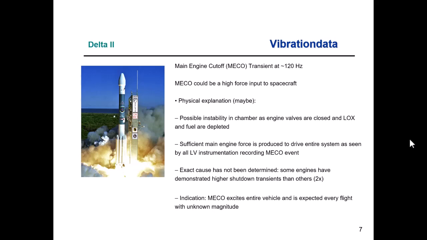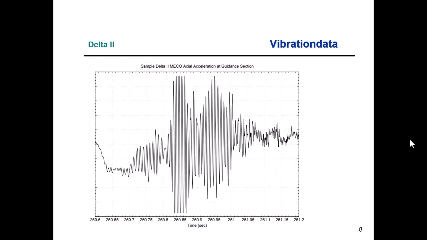So it's interesting, solid rocket motors have a thrust oscillation, potentially, and liquid engine systems, potentially, have a main engine cutoff issue. Upper stage liquid engines have SECO, second stage engine cutoff. Now here's some actual accelerometer data from a Delta II mission, and it was at the guidance section. This was presented at a conference.